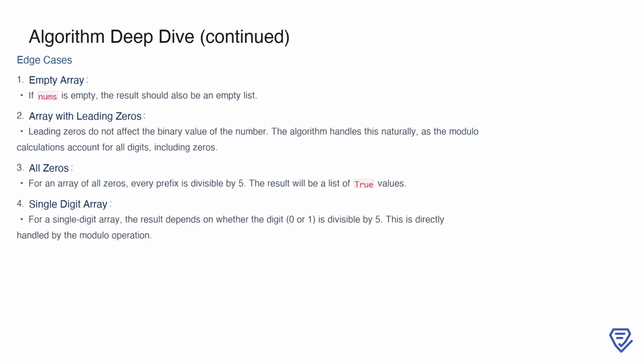Several edge cases need to be considered to ensure the algorithm handles all inputs correctly. First, if the input array is empty, the result should naturally be an empty list, as there are no prefixes to evaluate. For arrays with leading zeros, the algorithm handles them correctly, as zeros do not affect the modulo arithmetic. In the case of an array consisting entirely of zeros, every prefix will represent the number 0, which is divisible by 5, so the result will be a list of true values. Finally, for single-digit arrays, the divisibility depends solely on whether the single digit is divisible by 5. These scenarios are all directly addressed by the modulo-based approach, ensuring correctness across a wide range of inputs.